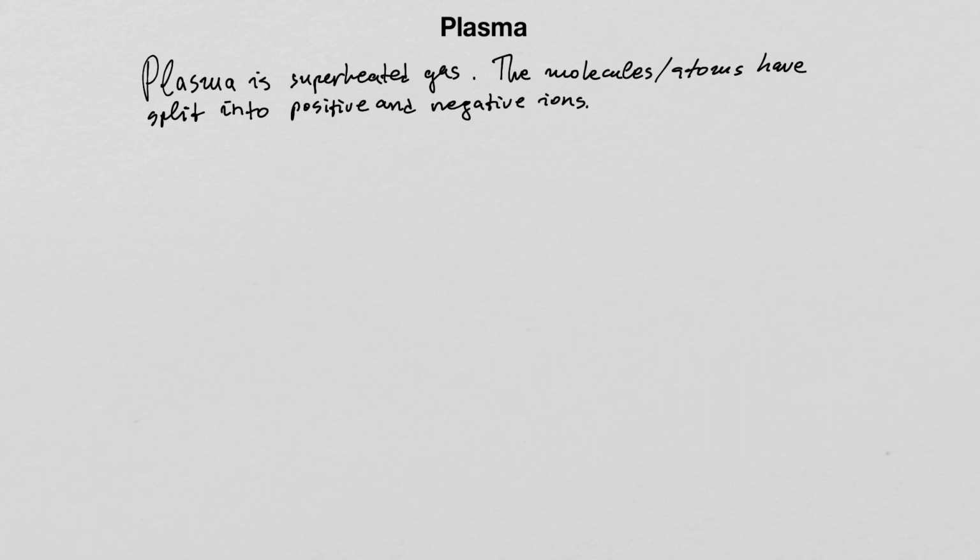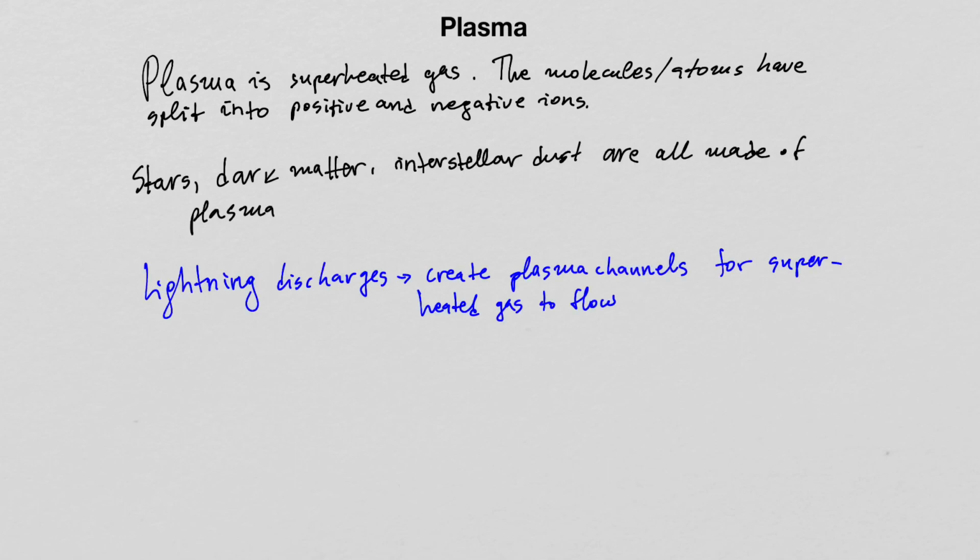Plasma is actually the most common state of matter in the universe. There is countless amounts of plasma in the universe, in the dark clouds, in the stars, everywhere. On Earth, plasma is observed in lightning discharges. So lightning discharges create plasma channels for superheated gas to flow. And as you know, lightning carries a large dose of electricity, and that is because of the existence of positive and negative ions in the plasma.